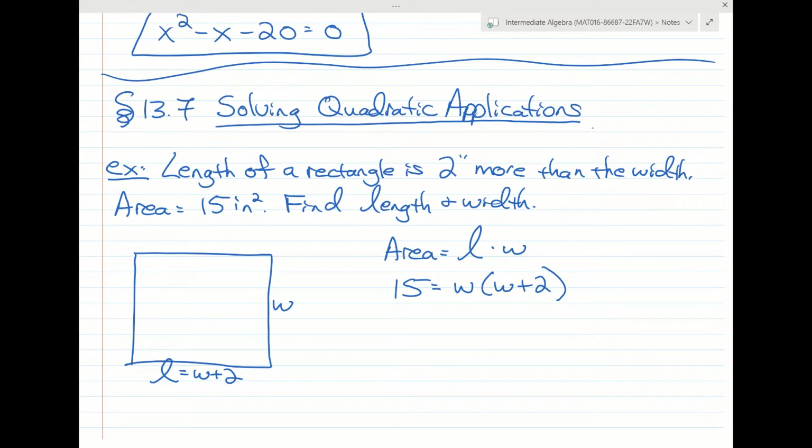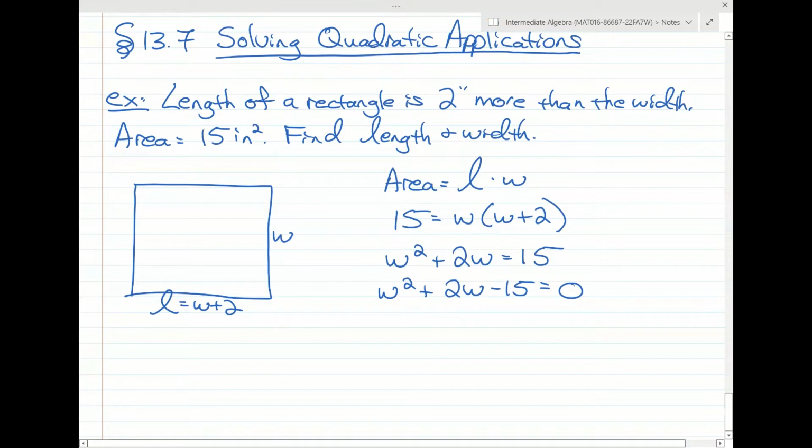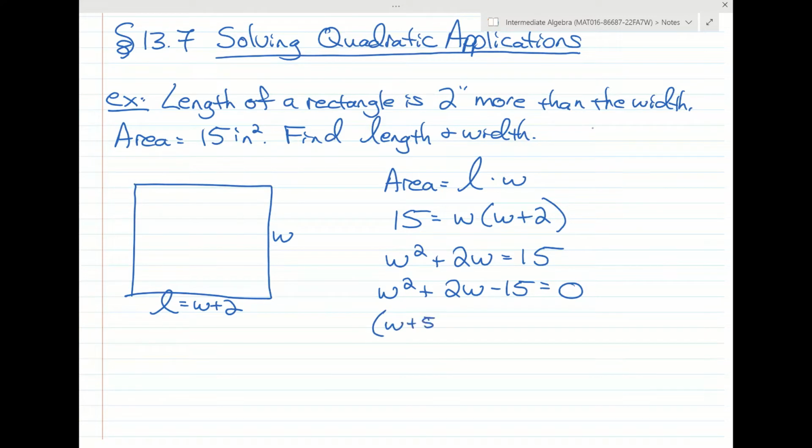What we could do is multiply it out. So this would be W squared plus 2W is 15. Make it equal to 0. And then just factor it. So the hard part with this is just setting it up. This would be W plus 5 times W minus 3.